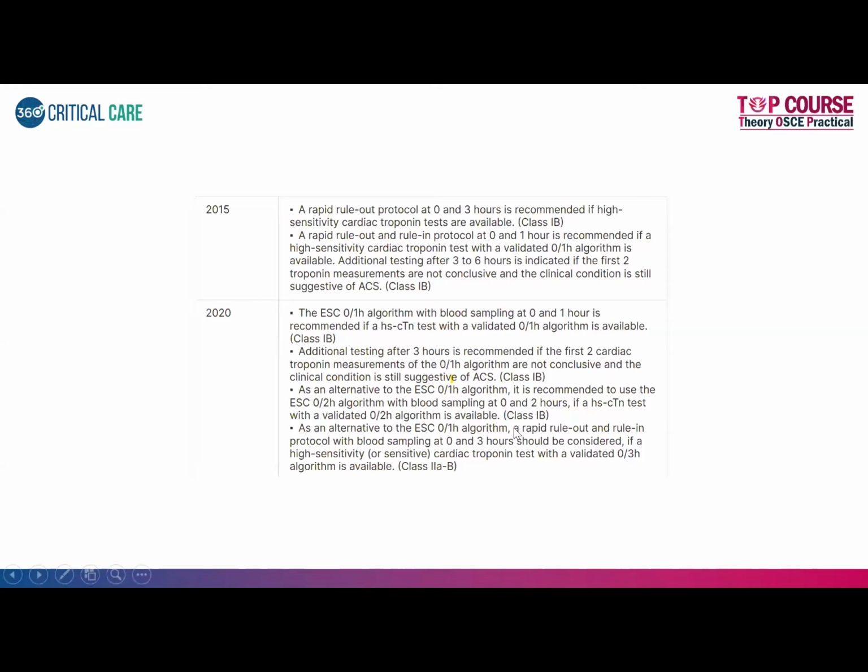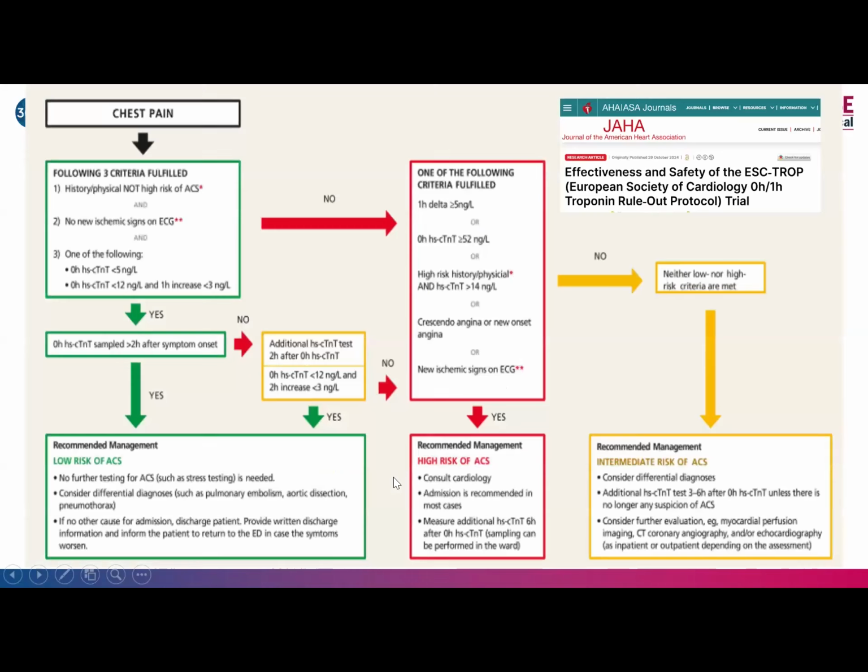And then as an alternative to this algorithm, a rapid rule-out and rule-in protocol with blood sampling at 0/3 hours should be considered if the troponin level with a validated 0/3 hour algorithm is available. So basically, if you really want to simplify, just follow this protocol. Okay, so the 0 hour rule, 0/1 hour, 0/2 hour rule.